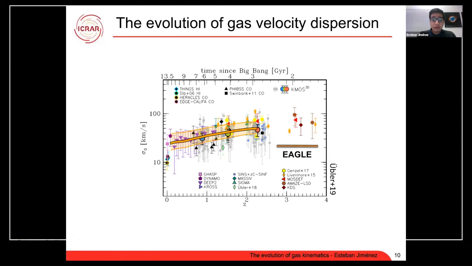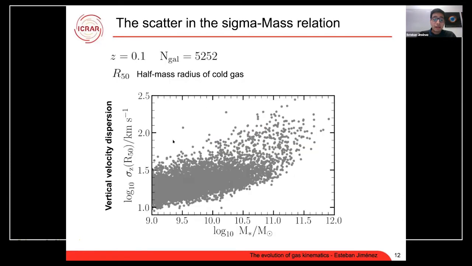As I mentioned before, we want to understand what the physical drivers of this evolution are. Our approach in this project is to first understand what is driving the scatter in the velocity dispersion at a single redshift, and then to understand how the physical processes change with time, so that we can get insights about the main drivers of the gas kinematics. From now on, in the rest of my talk, I'm going to show results that correspond to redshift 0.1 and analyze the different physical drivers.